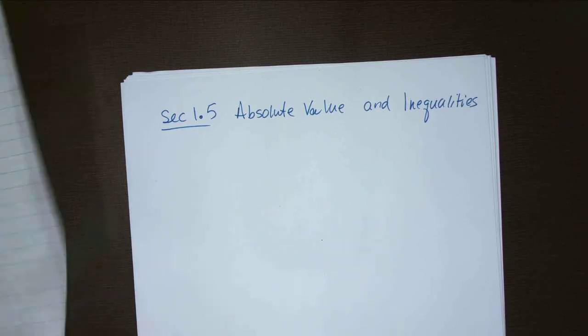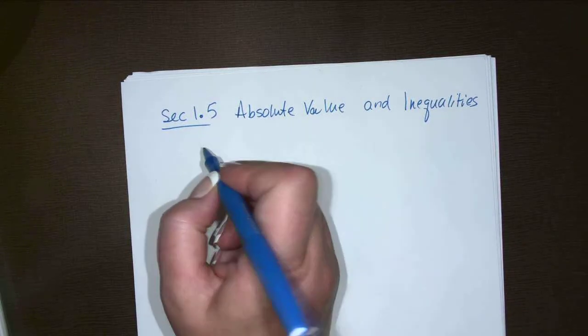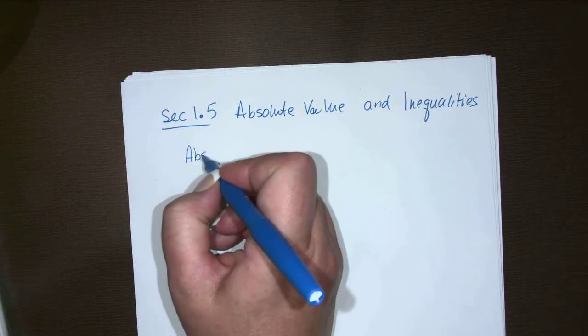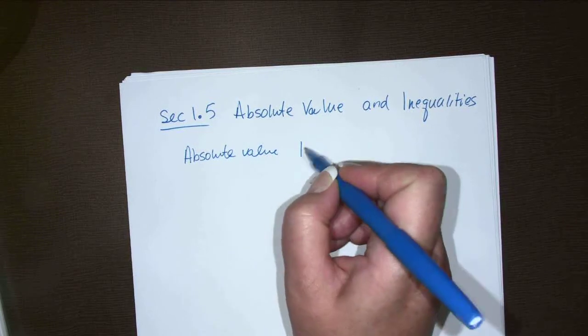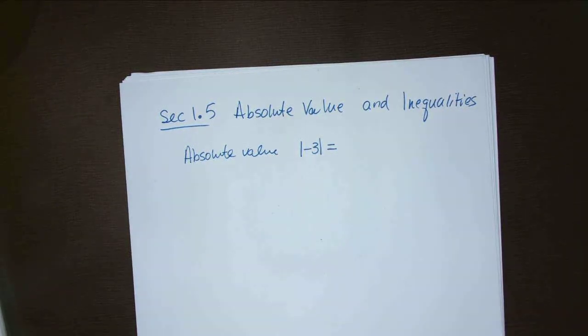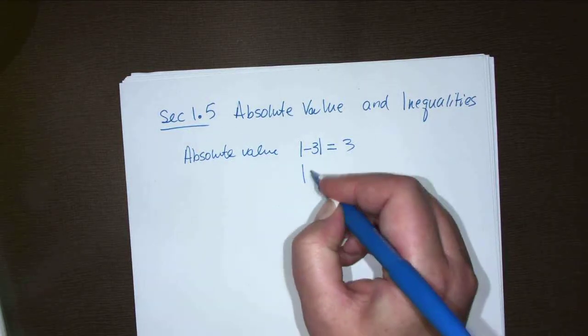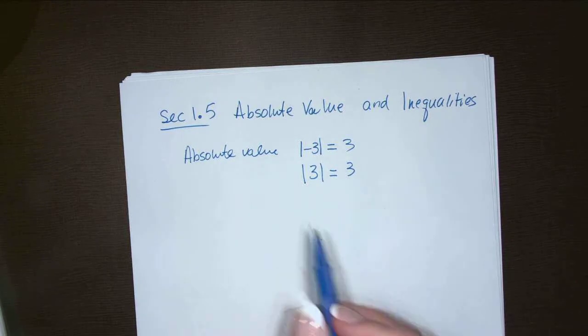Okay, so section 1.5, absolute values and inequalities. So first of all, what's an absolute value? If I said the absolute value of -3, hopefully some of you know the answer to that is 3. But what about the absolute value of +3? Still 3, right. So why is that?